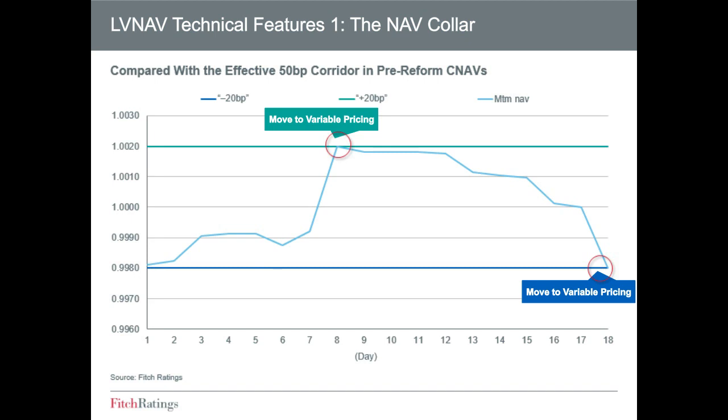Now, if on a subsequent day, the NAV moves back within that 20 basis point collar, then it moves back to a stable price. So this is not permanent. If it breaches that corridor, that collar for a short period of time, it can move back in and move back to stable pricing.